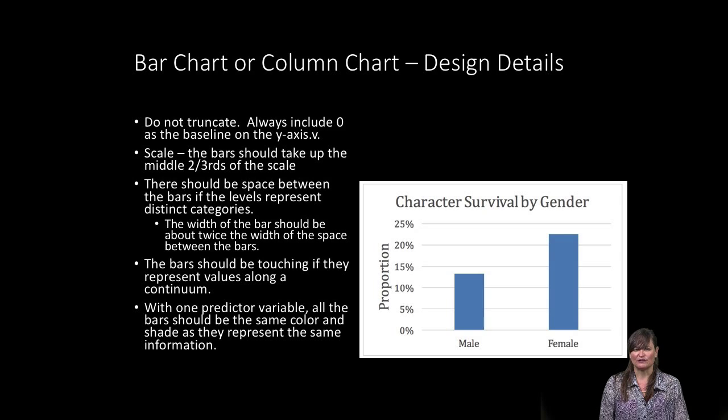With one predictor variable, all the bars should be the same color. You're representing the same outcome for just different groups of the same predictor variable. So they should be the same color and shade. They're representing the same information.